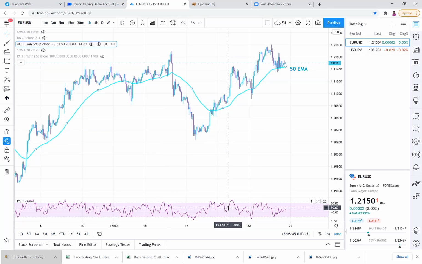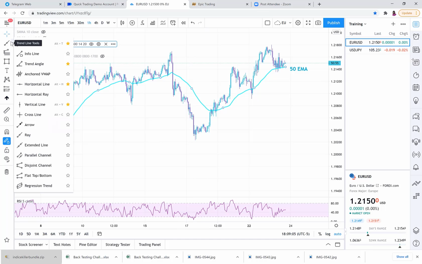So you guys know the general principle. When price or when the candles are above the EMA, we are buying. And when the candles are below our 50 EMA, we are selling. But before we jump into that, let's put some zones on the chart. I like to use, it's the second one down, trend line tools. I'm going to click on the horizontal line.